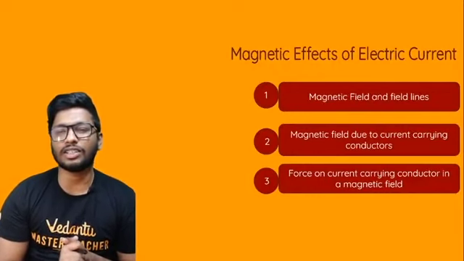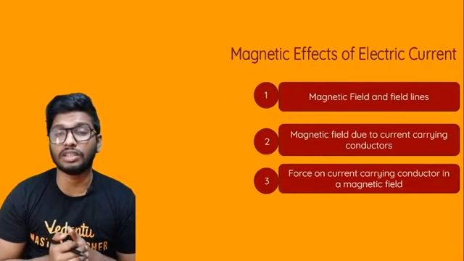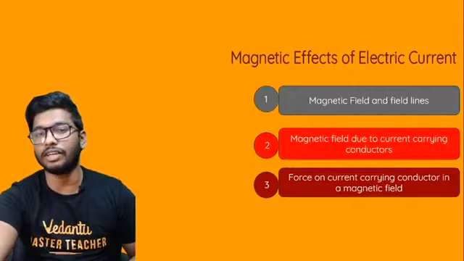So people, in the last session we talked about magnetic field and magnetic field lines. We are going to talk about magnetic field lines due to the current carrying conductor. In the next session we'll talk about the force on a current carrying conductor in a magnetic field as well.